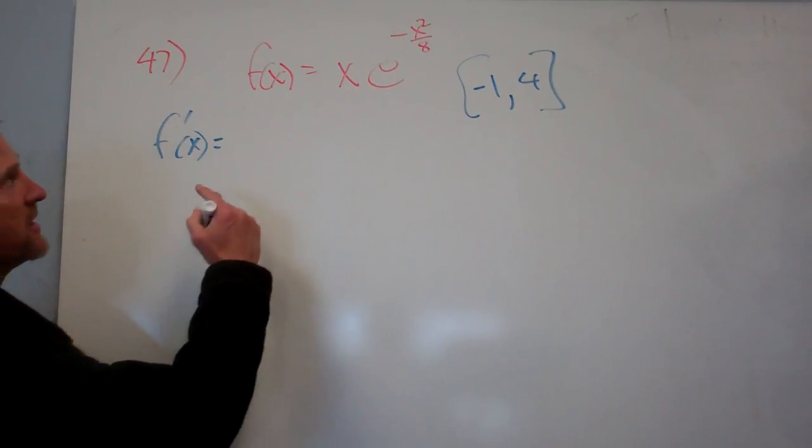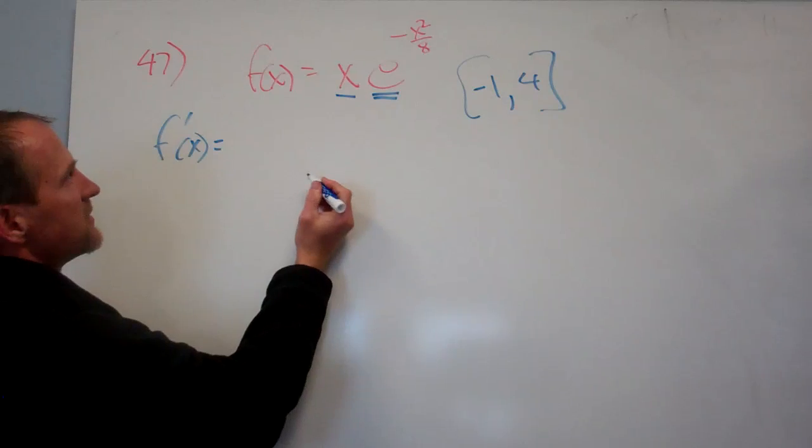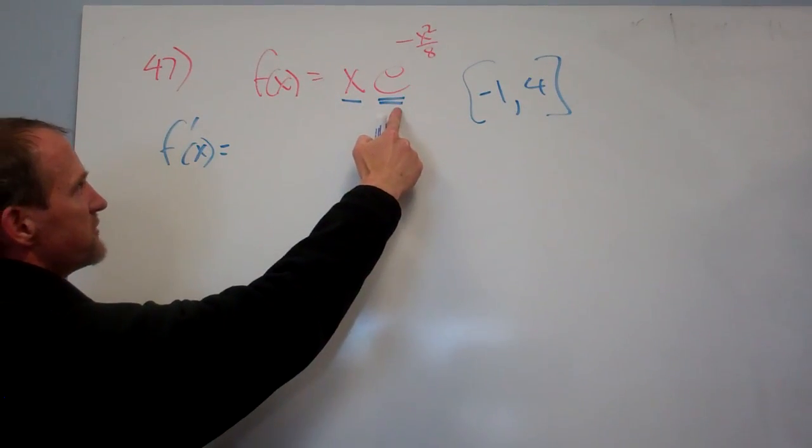Okay, so you're asked to find the absolute maximum and the absolute minimum of this function over this interval. This is a closed interval, hard brackets, closed interval. I find the derivative. This is a product rule. This is this part times this part. So I'm going to take this times the derivative of that.